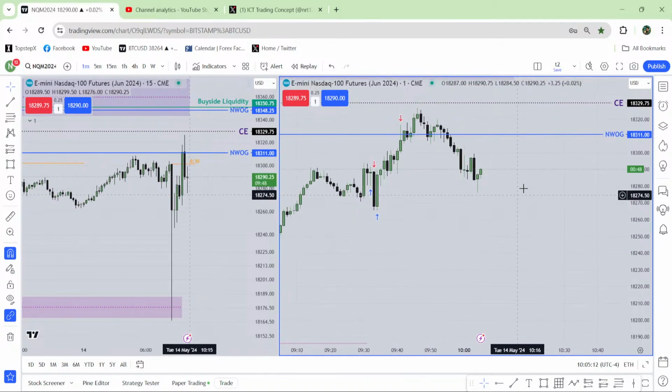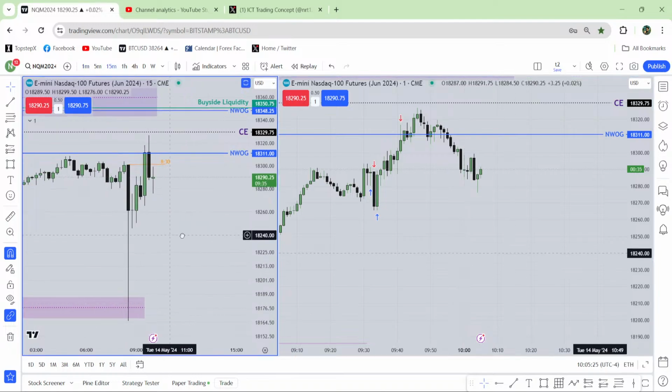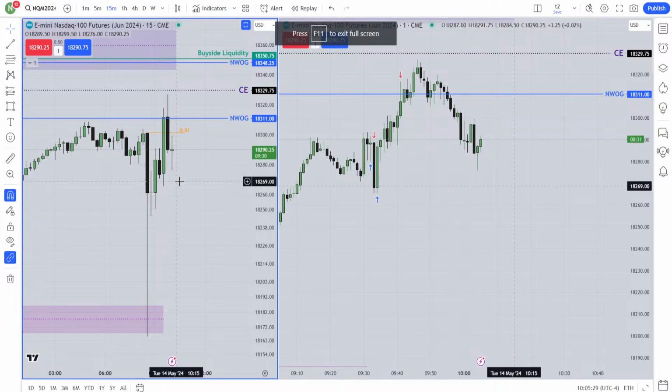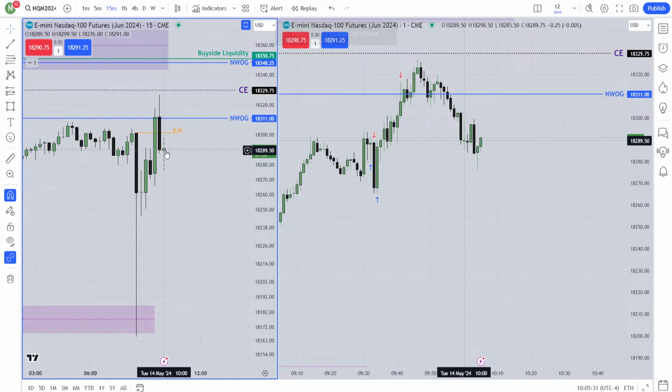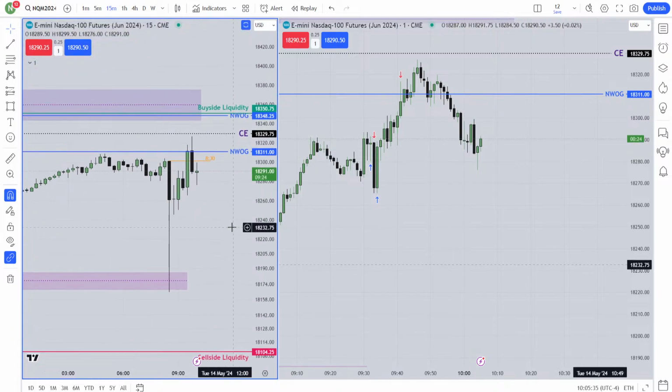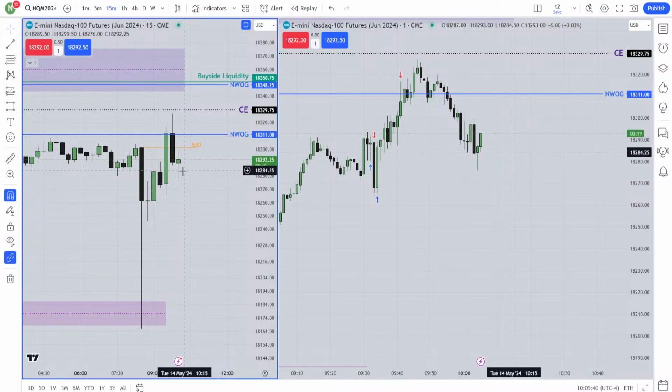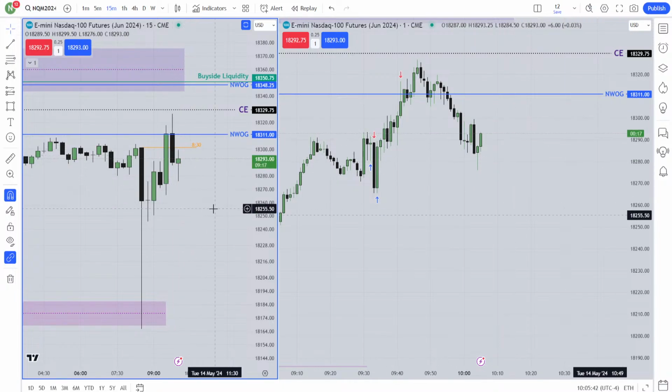Fed chair Powell speak always leads the market into consolidation. That's the first word I can explain. In my experience, I have seen that most of the time, Fed chair Powell speak leads the market to consolidation. Now over here on the 15-minute chart, look over here, this candle. If this candle is going to be a very small body, you know what is going to happen. You know better than me.